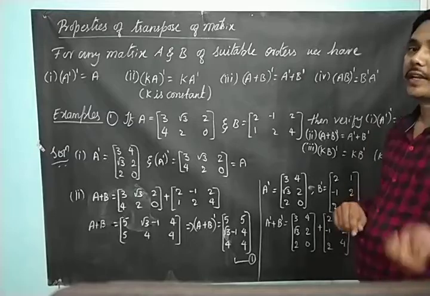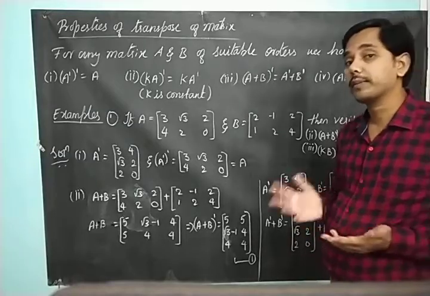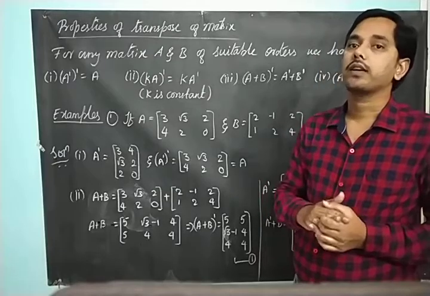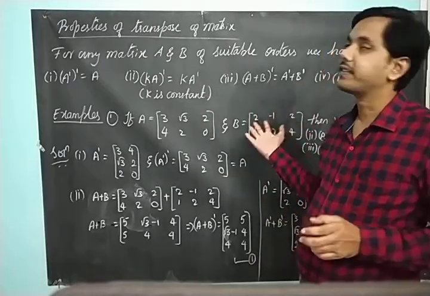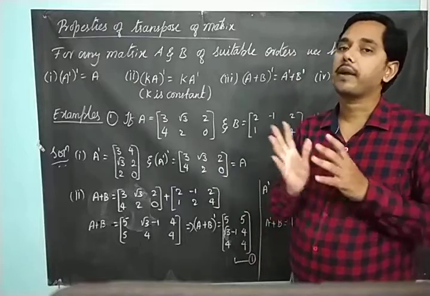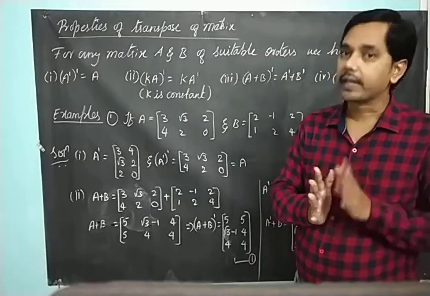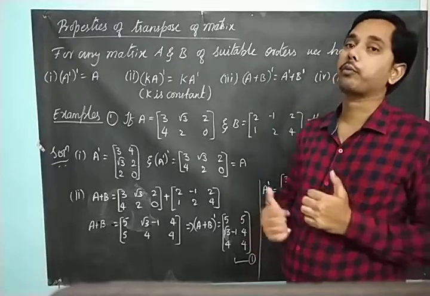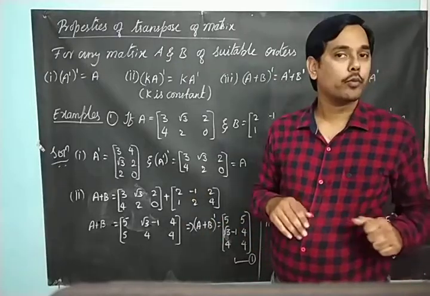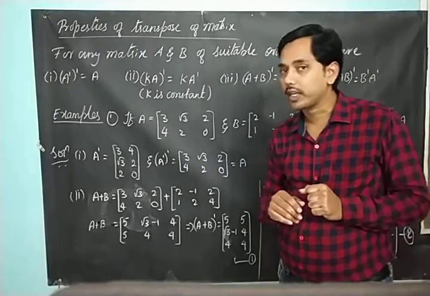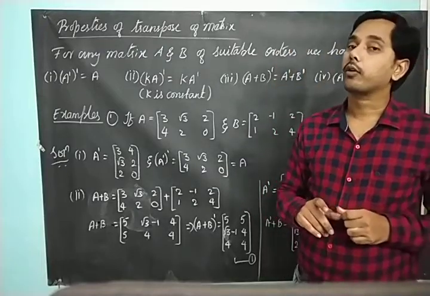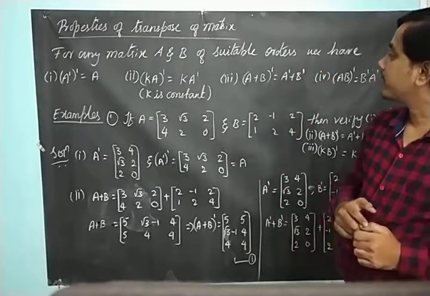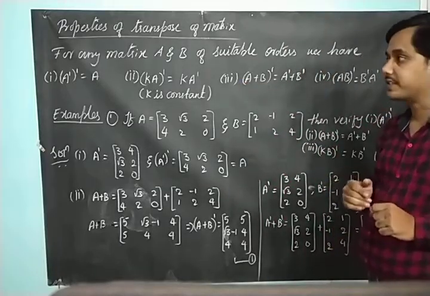If A and B are any two matrices of suitable order. What do you mean by suitable order? When we take transpose, we have certain properties, and to prove those properties the matrices should be of required order. That is nothing but suitable order. If you are applying the addition property, then matrices should be of the same order. If you are going for the multiplicative property, then the number of columns of the first matrix should be equal to the number of rows of the second matrix. So that is the meaning of suitable order, right?